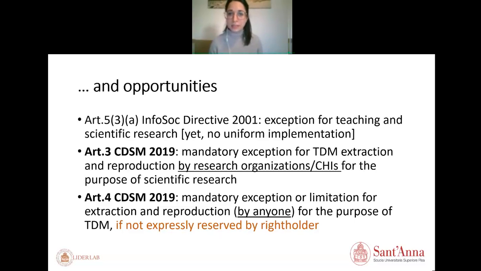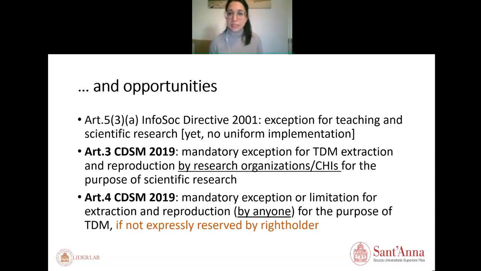Article 3 of the new directive introduces an exception for the extraction and reproduction of works, of protected works and subject matter, by research organizations and by cultural heritage institutions for the purpose of scientific research. As you see, the scope is limited by who the user is, as Professor Sganga was also highlighting. Article 4, on the other hand, has a slightly broader scope.